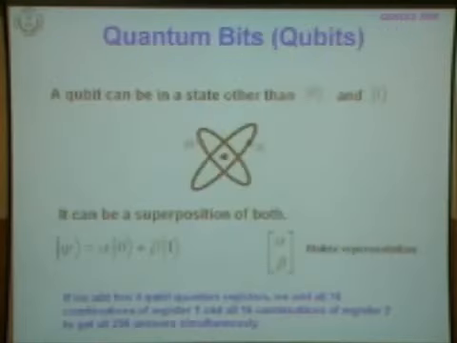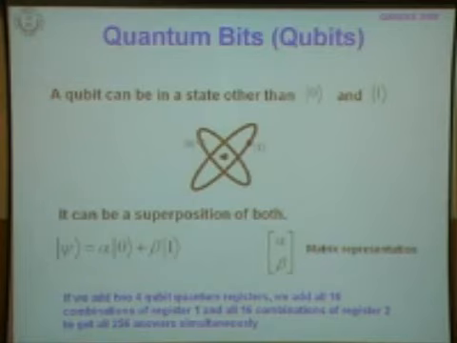We come to quantum bits. A qubit, as distinct from a classical bit which can be either 0 or 1, can be in a state other than ket 0 and ket 1. It can be in a superposition of both. So ket chi is alpha ket 0 plus beta ket 1. This is the matrix representation of this qubit.